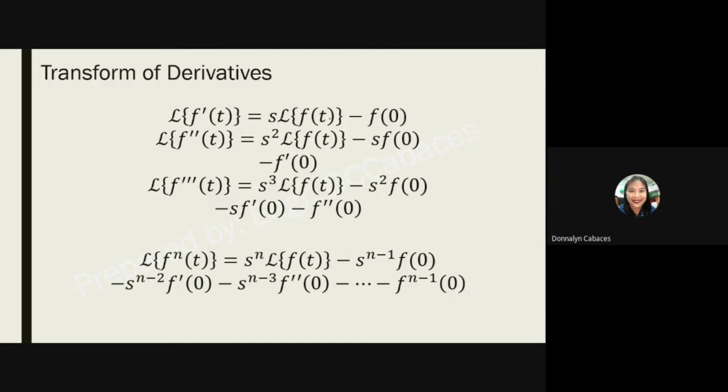So you need to determine the function when t is 0, the first derivative of the function when t is 0, etc., up to the n minus 1 derivative of the function when t is 0. And you just substitute here in the formula or equation for the transform of derivatives.